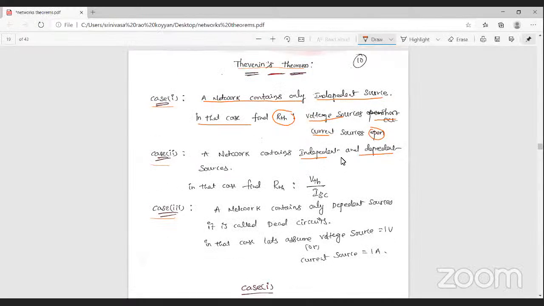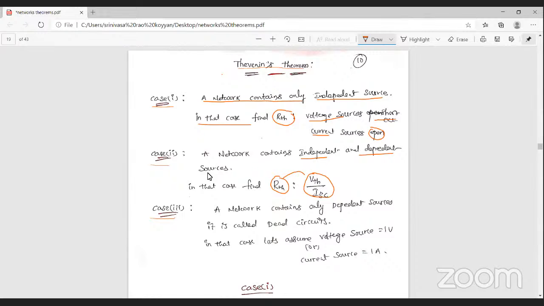Case 2 contains independent and dependent sources. Then to find out the Thevenin's resistance, you use this formula. What is the formula here? R_TH = V_TH / I_SC, that is Thevenin's voltage divided by short circuit current.